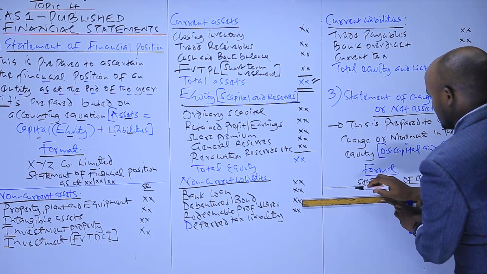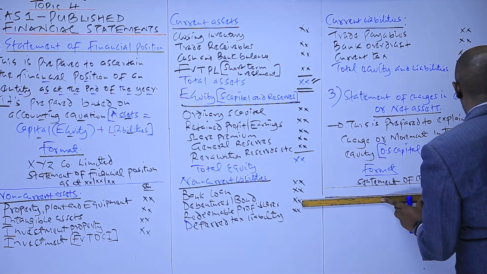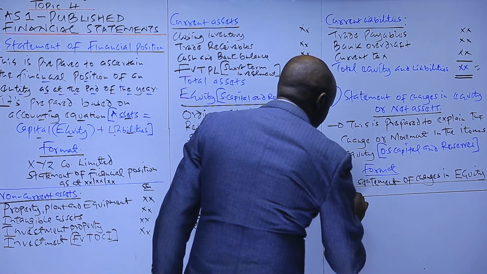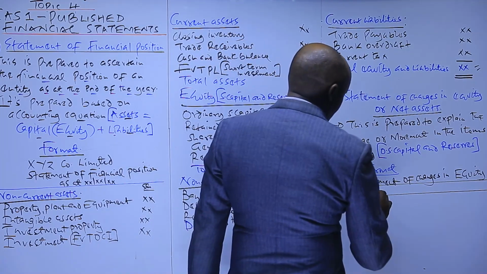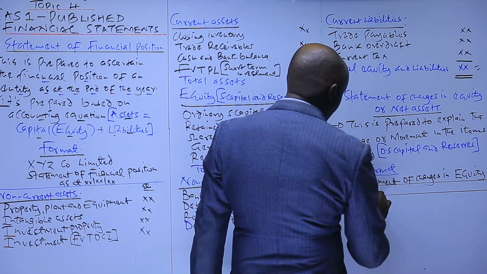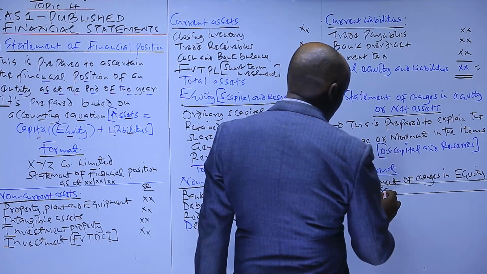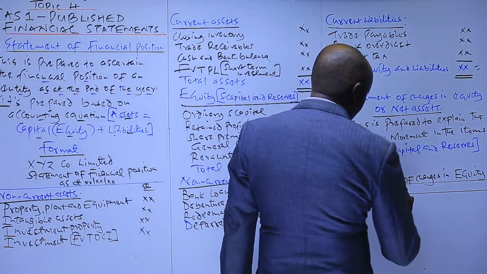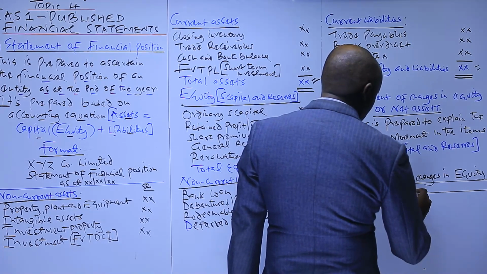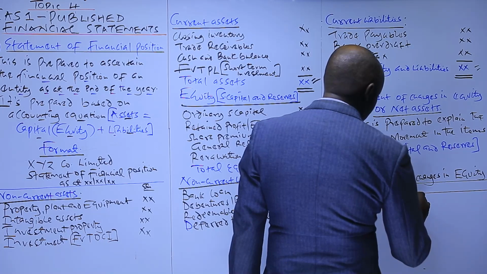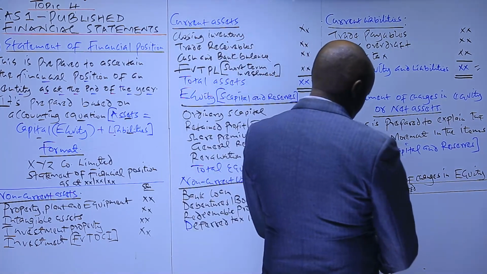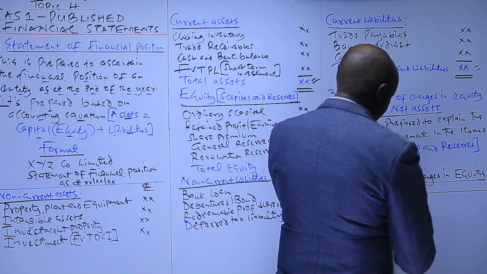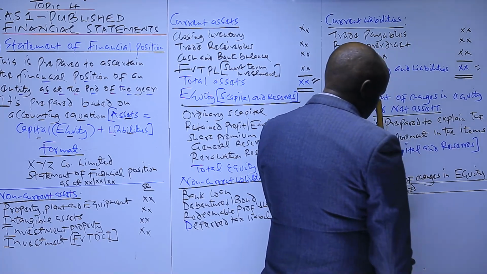So I've said we have a number of columns here. Always we start with the details column. And then the common items of equity you'll come across in any question, or any company will be having, include ordinary share capital. So that is ordinary share capital in full. The other one is retained profit. Remember, these are separate columns.